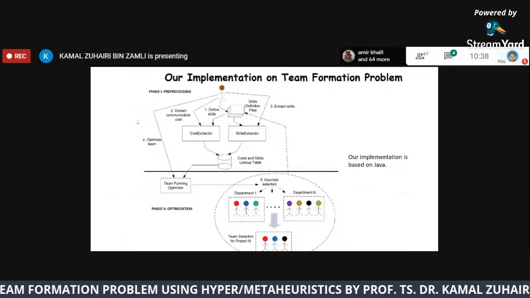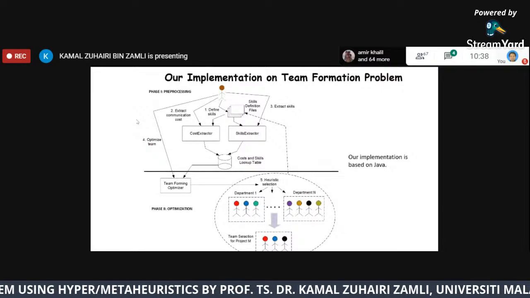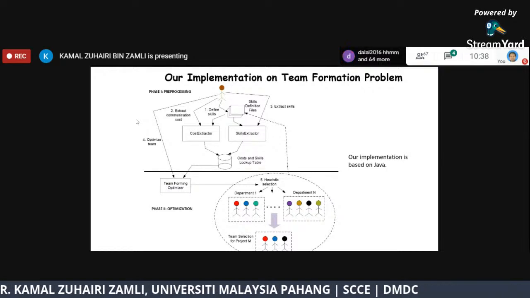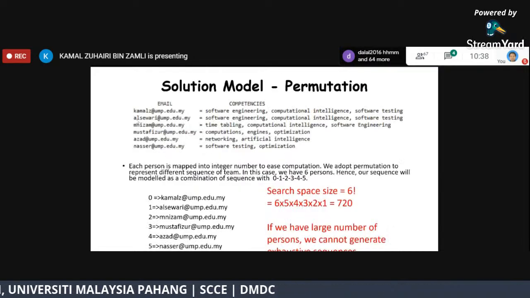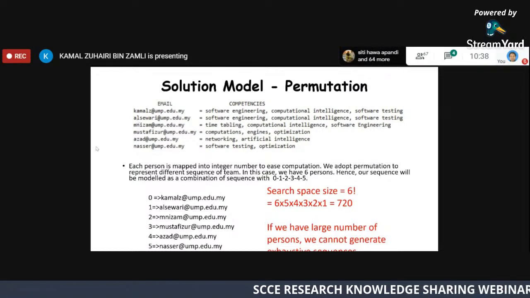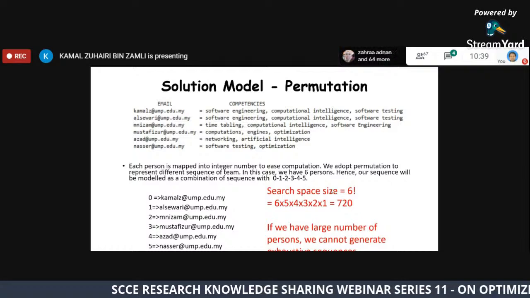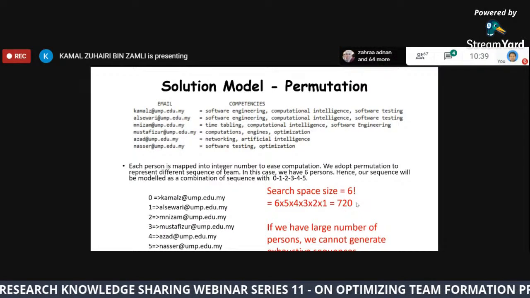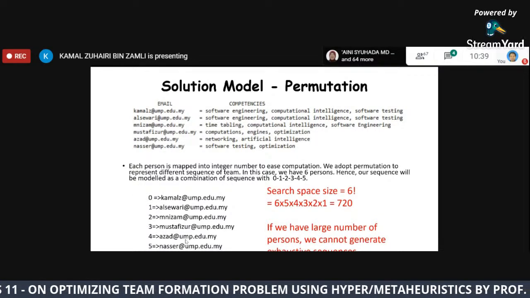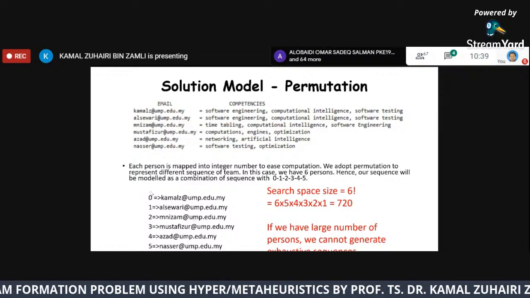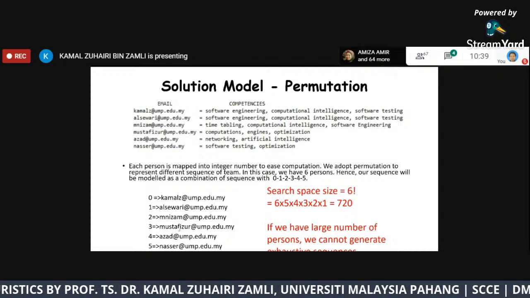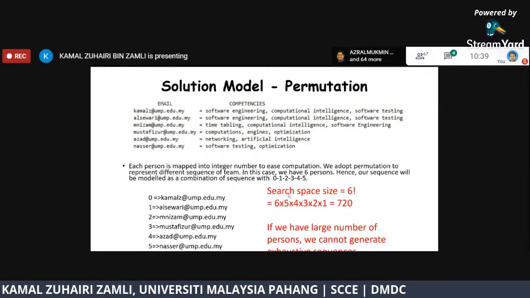So this is how we solve this problem, team formation. What we also do is model this as a permutation. For example, if you have 6 people here, the search space size is actually 720. If I make this Kamal, Zuhairi, Nizam, Mustafizo, Azad, I can have different sequences, or I can have Zuhairi, Nizam, Kamal, Mustafizo, Azad, Nasir. So you have many different possibilities.